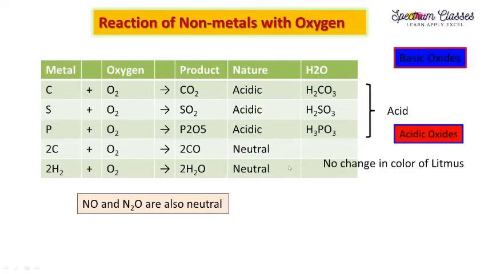Now neutral means it does not respond to blue or red litmus. So there is no change in the color of red litmus to blue or blue litmus to red. Neutral oxides do not change the color of the litmus. This is how non-metals react with oxygen.